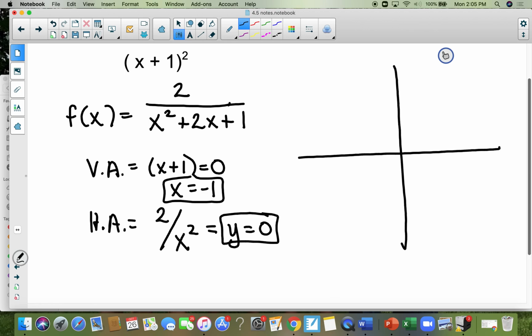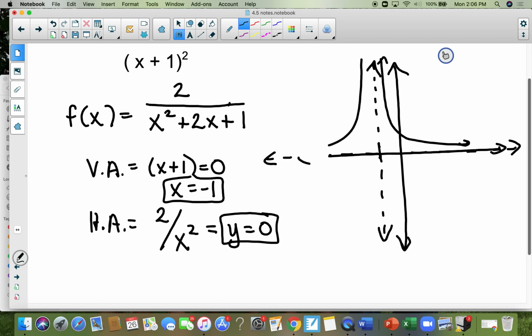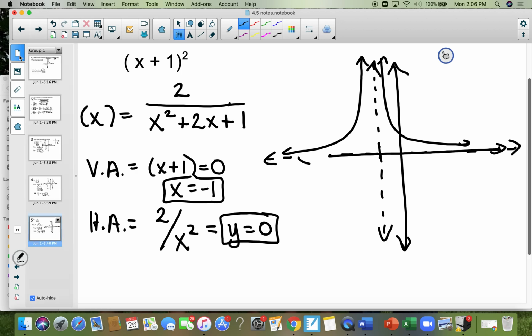And here is what the graph's going to look like. You put a vertical asymptote at negative 1. You have a horizontal asymptote at 0. And it looks like this. And you are done. So use your Desmos and use the definition of horizontal and vertical asymptotes.